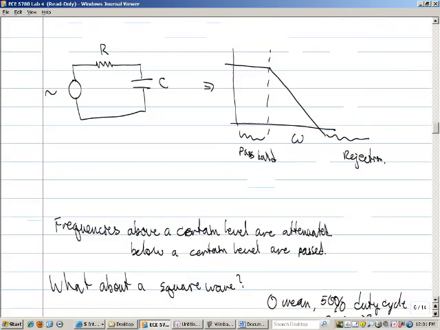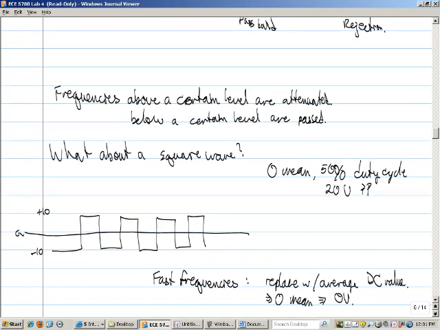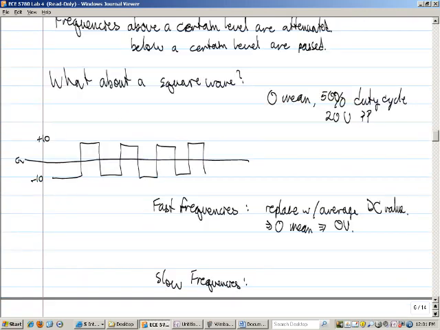What does a low-pass filter circuit do to a square wave? Let's suppose you got a zero mean, 50% duty cycle square wave, and you throw it through your low-pass filter. What is it going to do? Anybody care to guess? Anybody know?